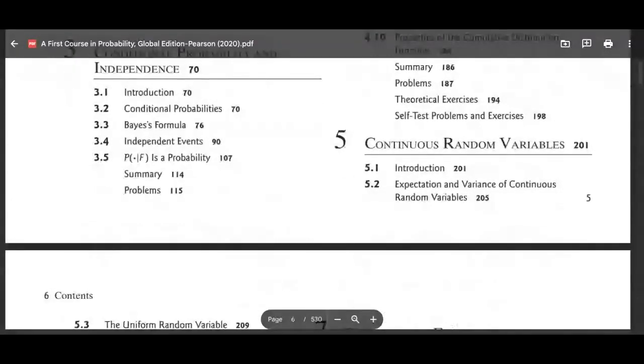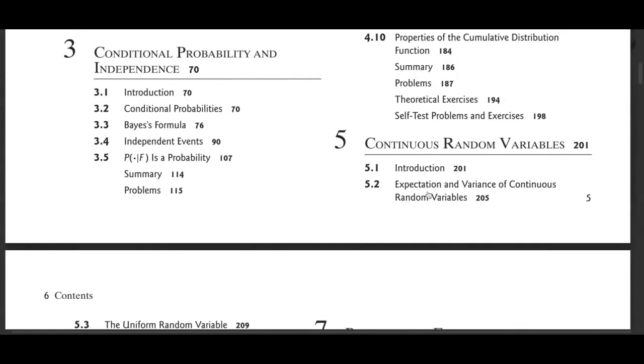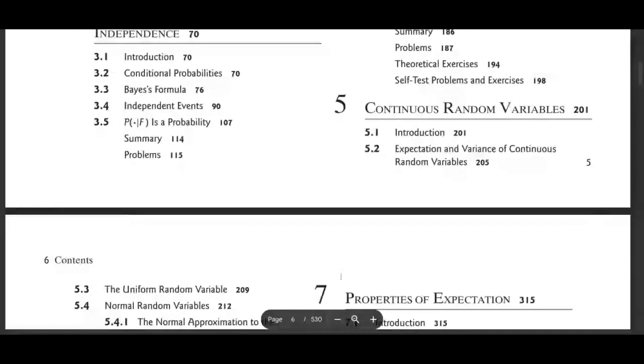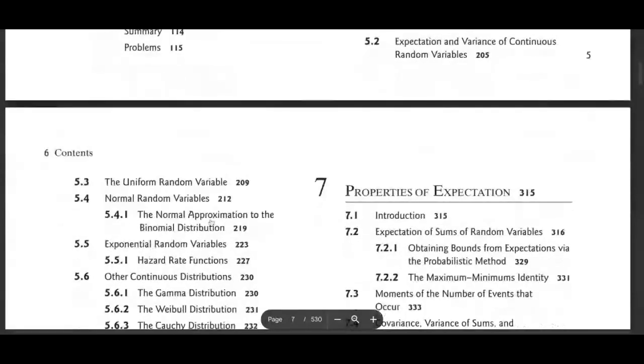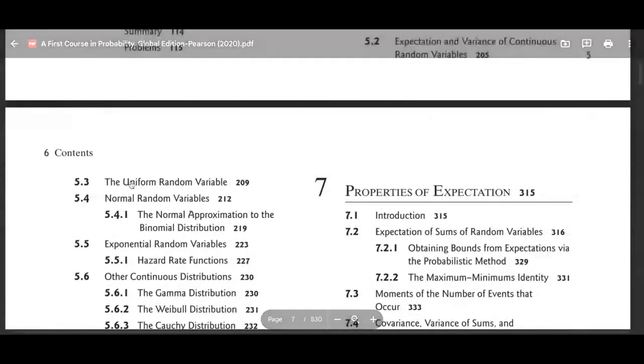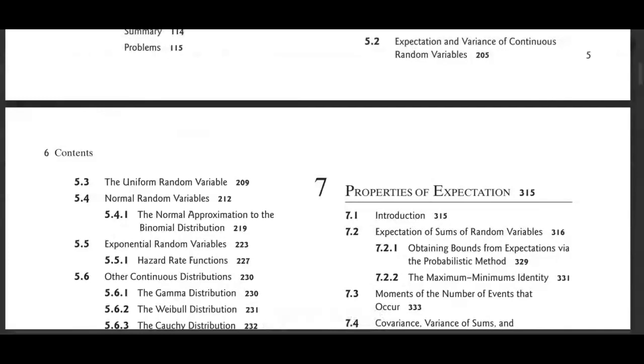So last class, we talked about continuous random variables, expectations, and variance, how to calculate. So today we're going to talk about a uniform random variable, and some of you already touched the homework on this.